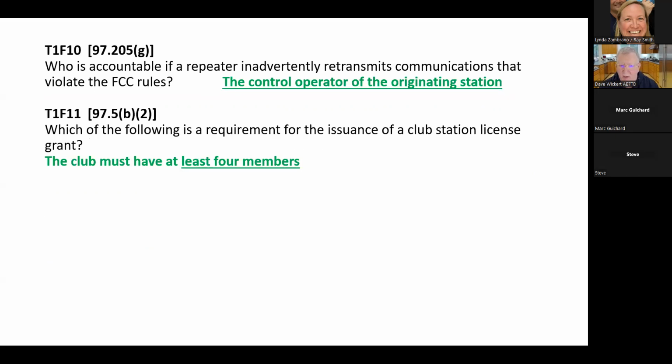If you're on a repeater and you say something bad, who's responsible? You are. The control operator for the repeater is not responsible. You're responsible if you say a bad word or conduct business or something like that on a repeater. And when we talked about club licensees and club call signs, we said, what is a club? A club is an organization that has at least 4 members, and then you can get a club call sign if you would like to. You have to have at least 4 members.